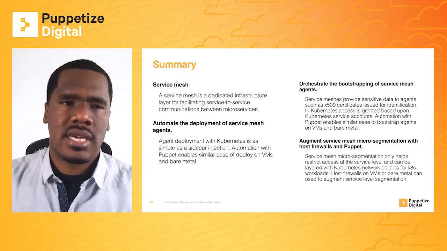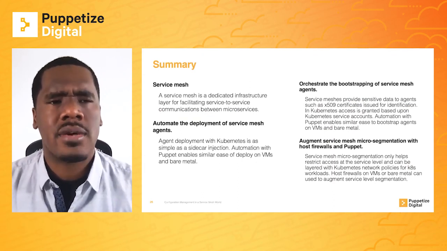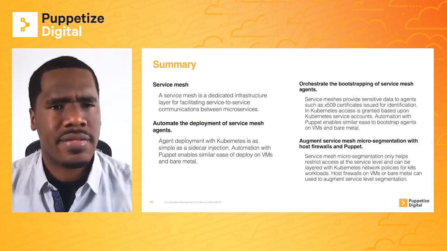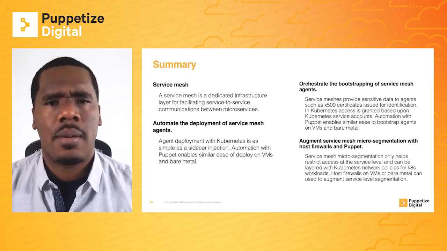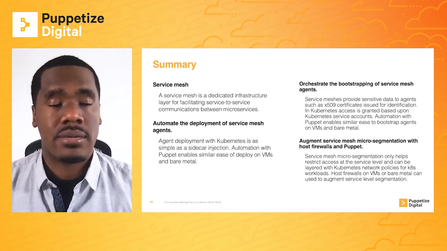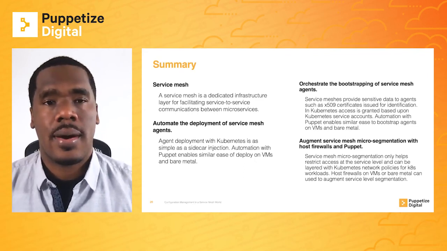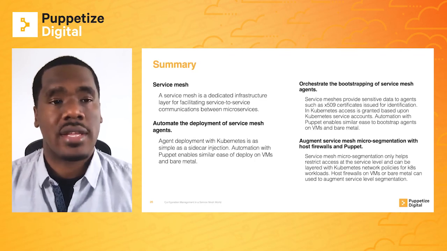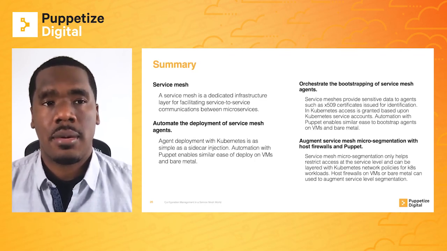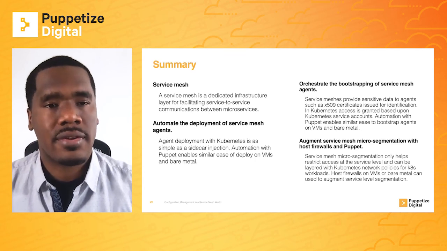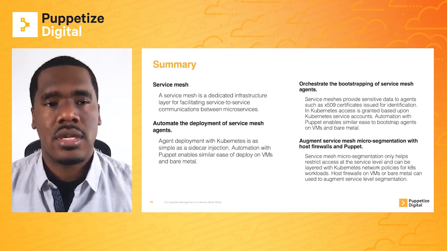So the last thing is a summary, to wrap up what we talked about. There are a lot of things and a lot of concepts, but ultimately, being able to extend your service mesh out to virtual machines is a very worthwhile endeavor. And Puppet allows us to do that pretty easily in terms of automating that process.